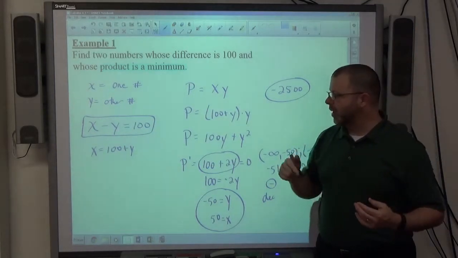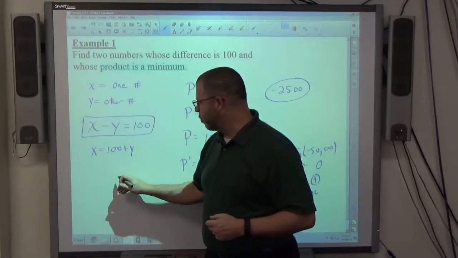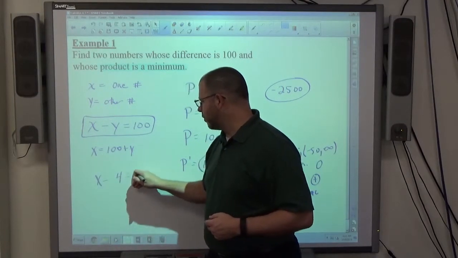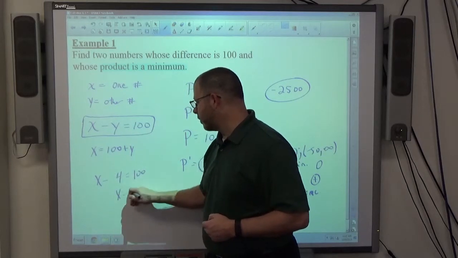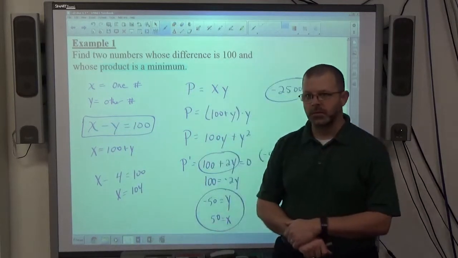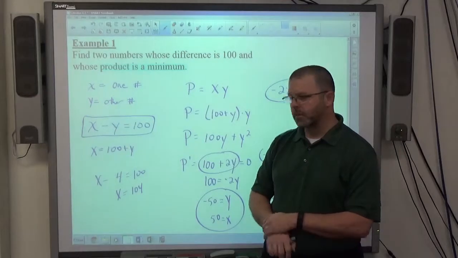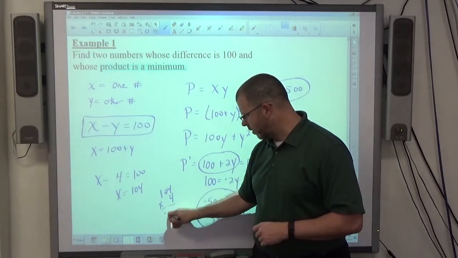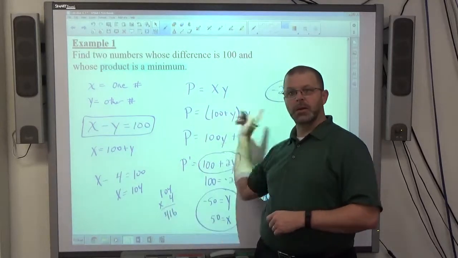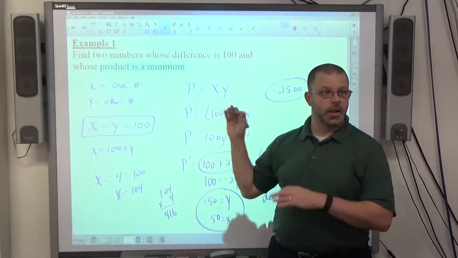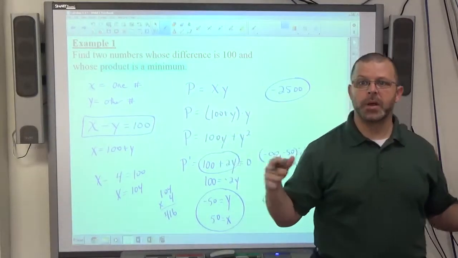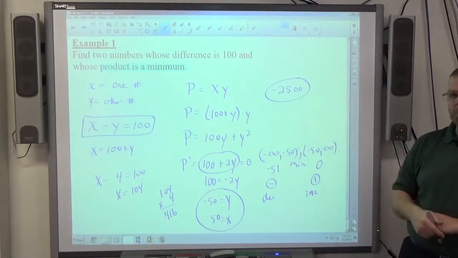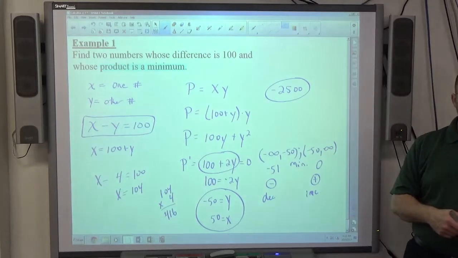Pick a different number. Let's say y equals 4. If y equals 4, x minus 4 equals 100, right? So x would equal 104, right? What's 104 times 4? 416, right? Which is bigger than negative 2,500, right? And if you did that to any random number that you picked, every product you get is going to be bigger than negative 2,500 because that's the smallest. Right? Again, that's what we're finding.